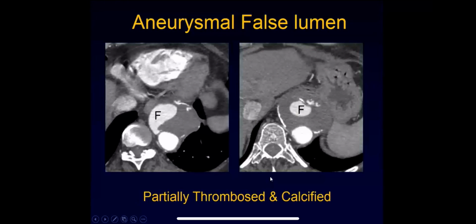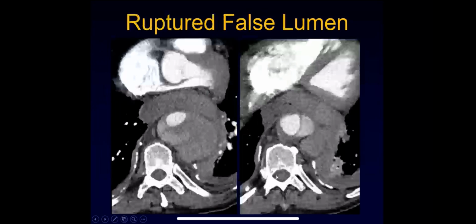Whereas in this case, here's your true lumen posteriorly. This is a partially thrombosed false lumen, which is aneurysmal. It's also got some calcification in the wall, and calcified thrombus too within that false lumen.